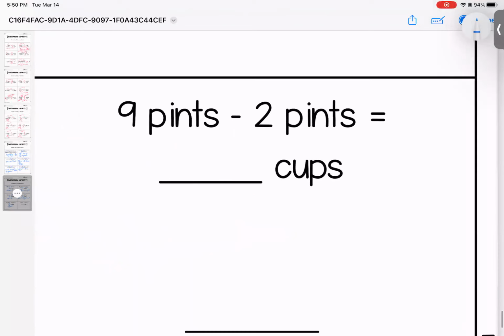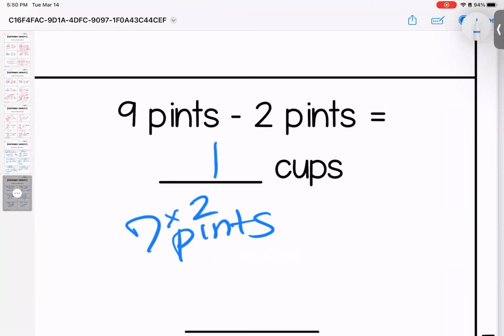All right, Nuggets. Last one, 9 pints minus 2 pints gives us 7 pints. To turn our pints into cups, every 1 pint is 2 cups. This is going to be 14 cups.